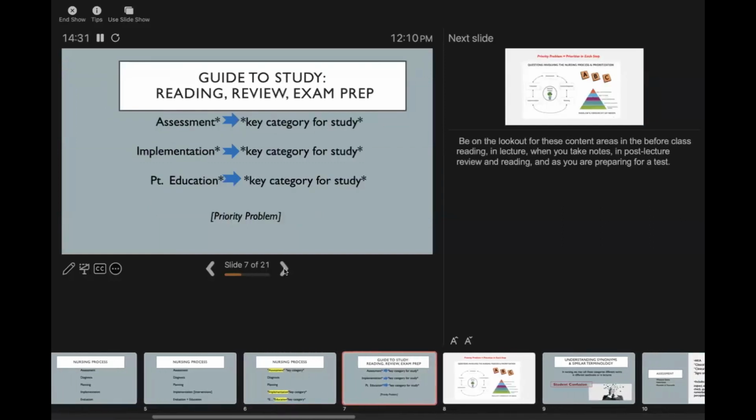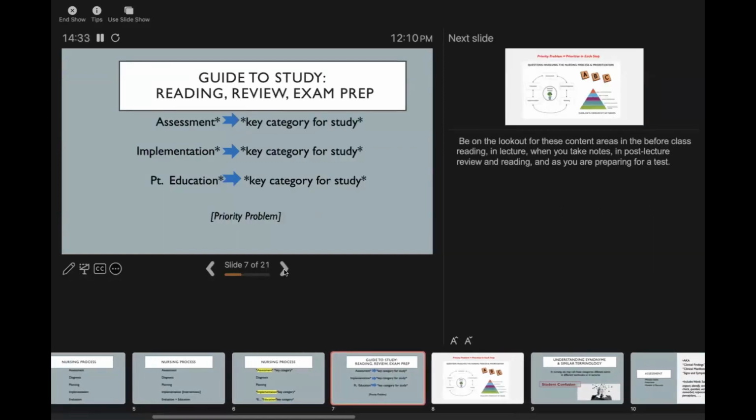Okay, so again, these are those key categories: assessments, implementation, patient education. Now I've put priority problem here for a reason, because if you think about the learning process, we have to be able to walk before we can run. So this doesn't answer everything.